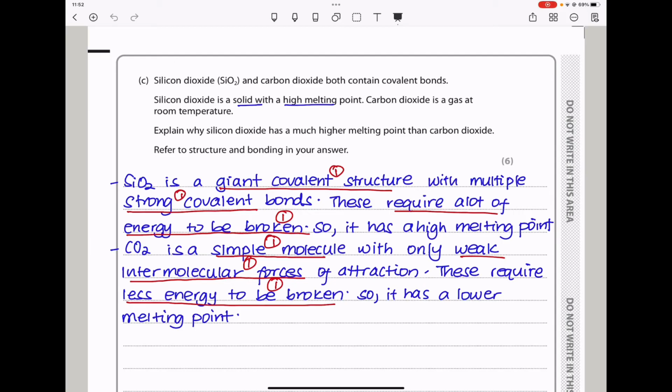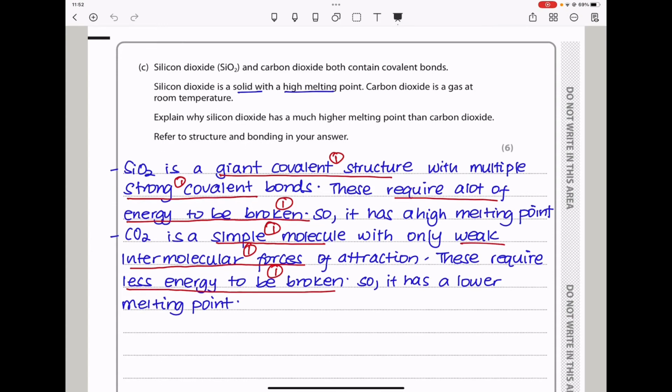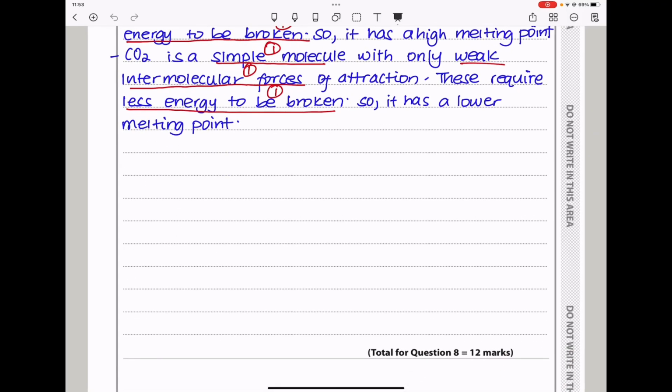So here I said, silicon dioxide is a giant covalent structure with multiple strong covalent bonds. These require a lot of energy to be broken, so it has a higher melting point. Carbon dioxide is a simple molecule with only weak intermolecular forces of attraction. These require less energy to be broken, so it has a lower melting point. So the marks were awarded for those keywords that I underlined. So this brings us to the end of question 8. Let's continue to question 9.